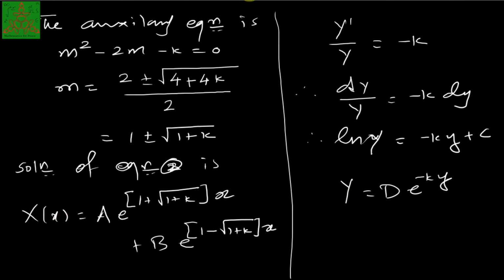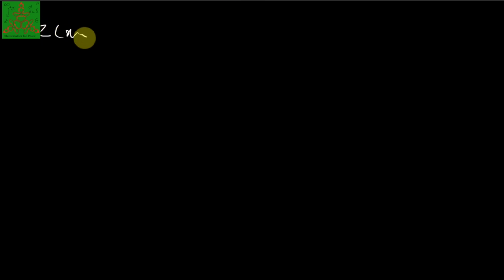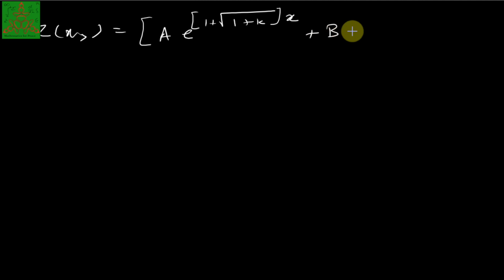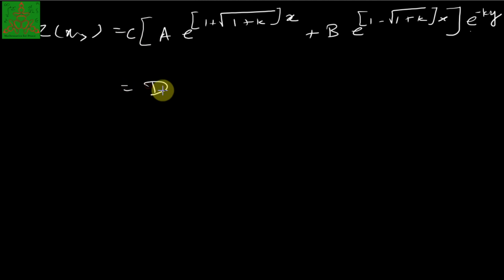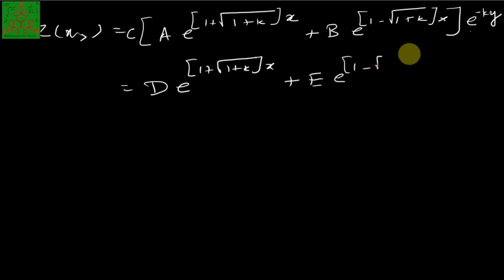Therefore the solution for the given PDE is z of xy is a into e power 1 plus square root of 1 plus k into x plus b times e power 1 minus square root of 1 plus k into x, and all this quantity is multiplied with e power minus ky into c. And this a into c, I'll just say it is another variable d, e power 1 plus square root of 1 plus k x, plus some another variable, that is bc, say e, e power 1 minus square root of 1 plus k x into e power minus ky. So this is our answer. So this is the method of separation of variables.